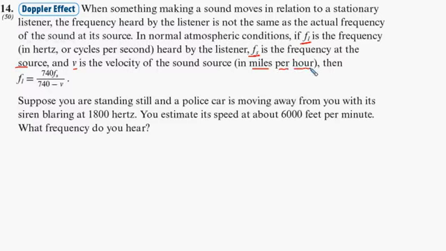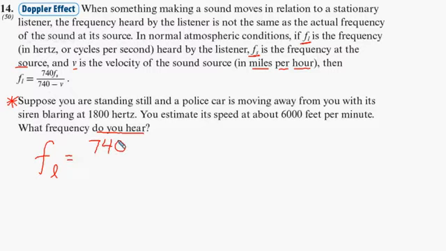So here's our little formula, and here's all the information. So let's start with the formula and figure out what we need and what we already have. It says, what frequency do you hear? So that's going to be the frequency of the listener. So that's what we're looking for, frequency of the listener, all right? The 740 times the frequency at the source. So, well, we know this is 740.